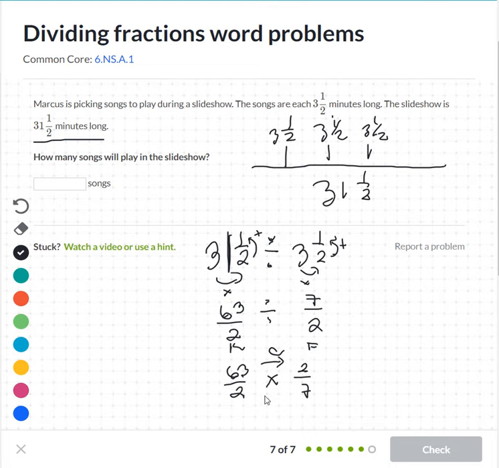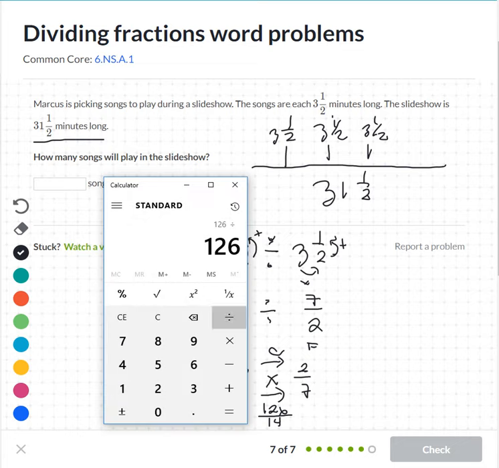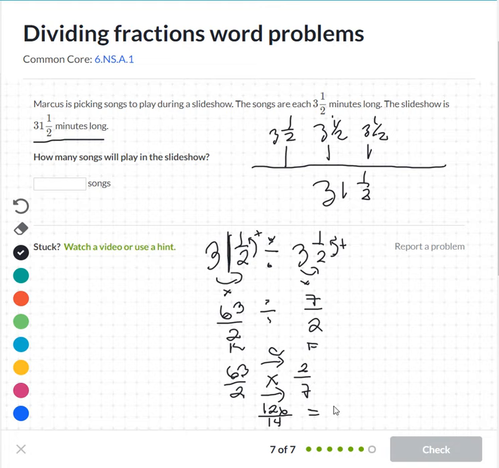Multiply across. 63 times 2 is going to be 126. And 2 times 7 is 14. So 126 divided by 14. That's going to give me 9. So altogether, I would expect to be able to put 9 songs into this slideshow.